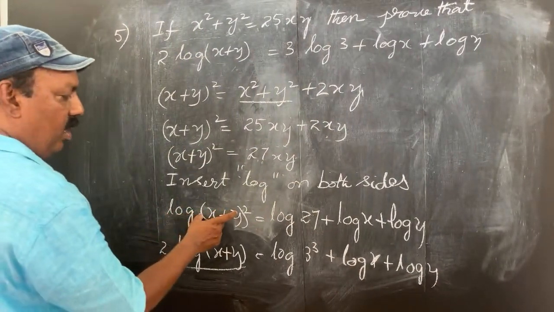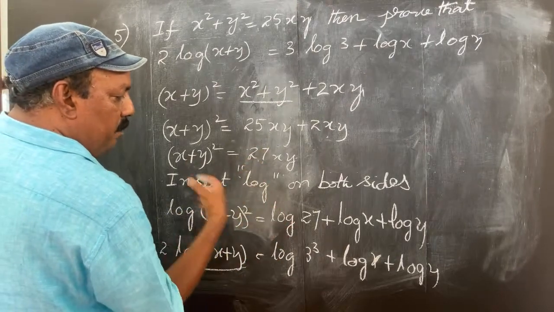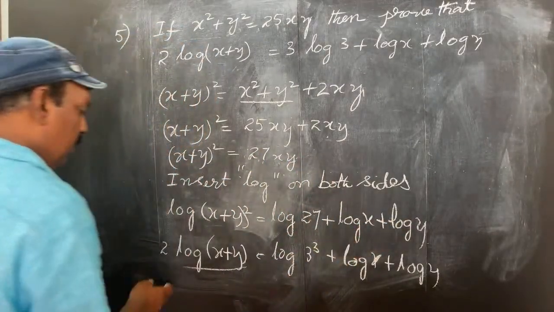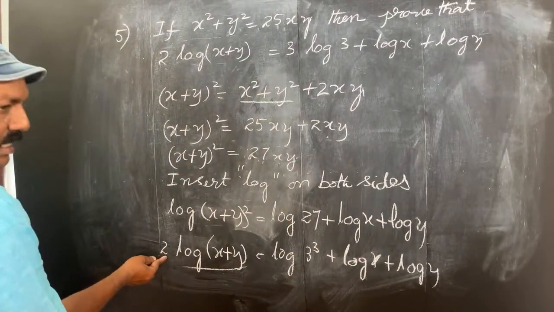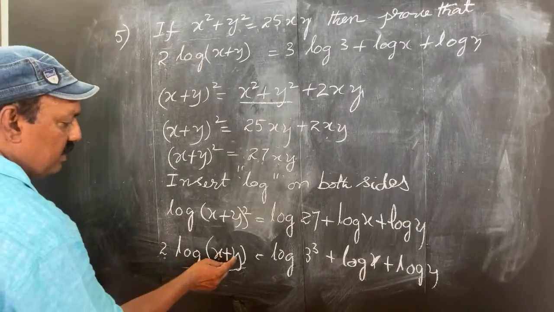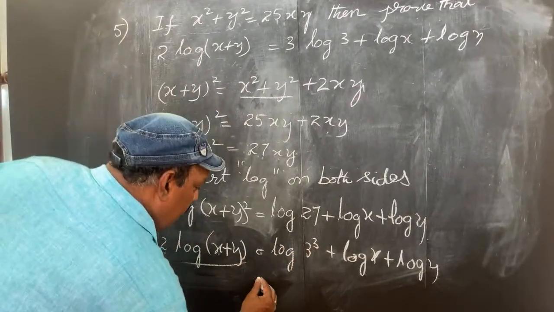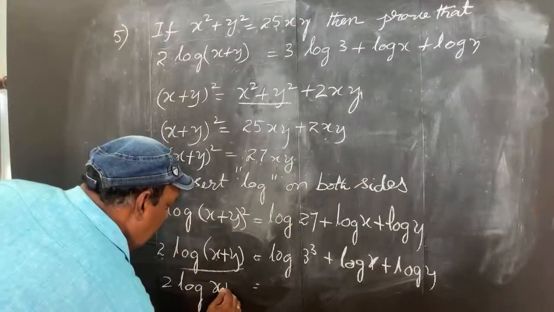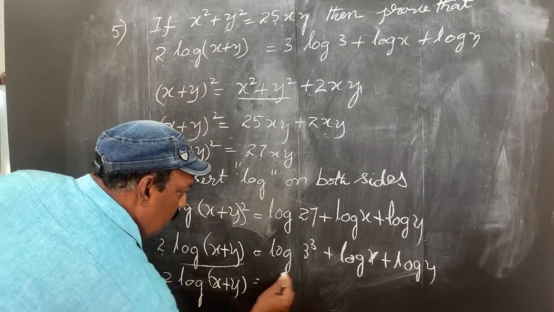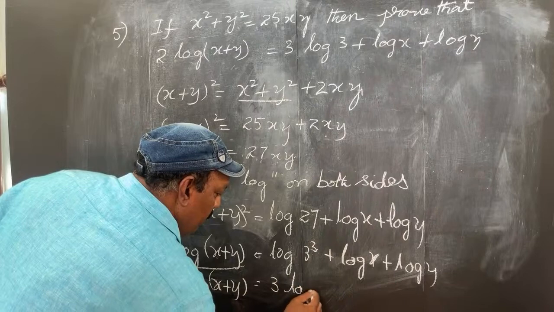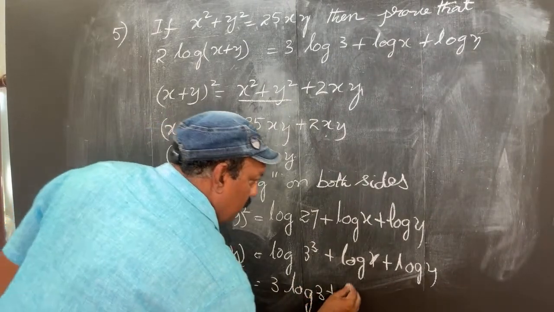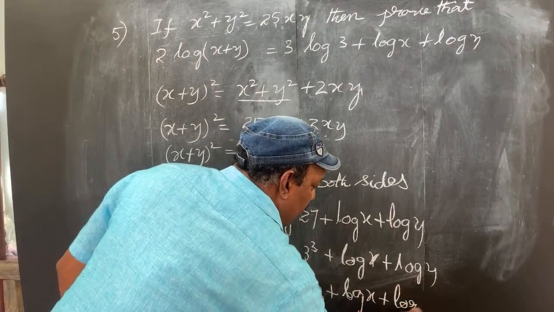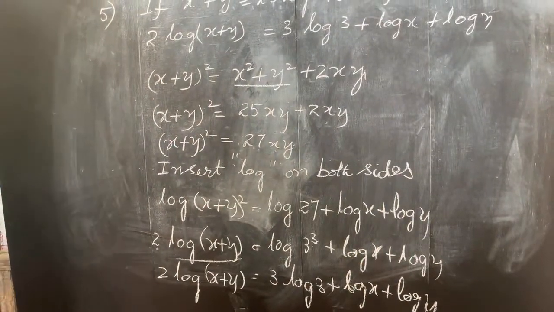Here I inserted the log and I separately kept the log value for 27, for x, and for y. Now what I did, the exponent became the coefficient according to formula number 3. 2 log (x plus y) is equal to 3 log 3 plus log x plus log y. This is the final answer.